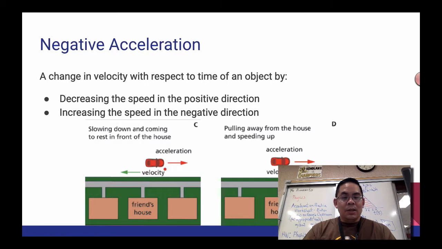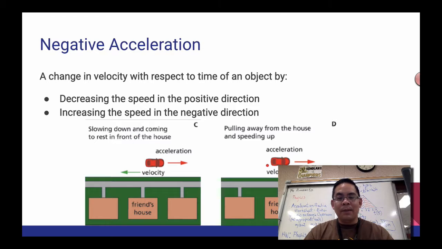Another situation is, oh, my velocity is this way, but now I've got to slow down again because I'm about ready to park near my friend's house. And then you press on the brake. Well, that means your acceleration is positive, but since your velocity is in the opposite direction to your acceleration, you're going to slow down again. That's where you're slowing down and coming to rest in front of the house.